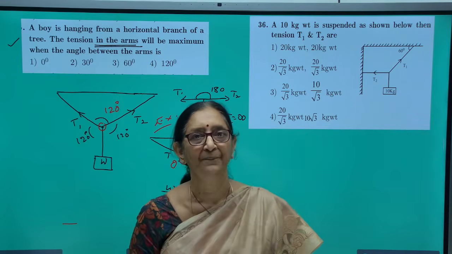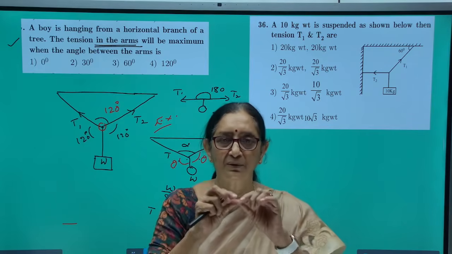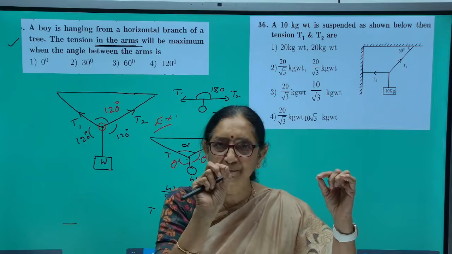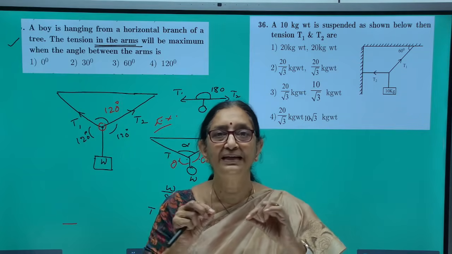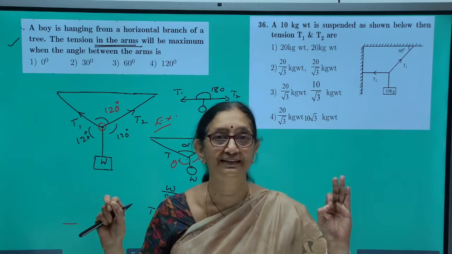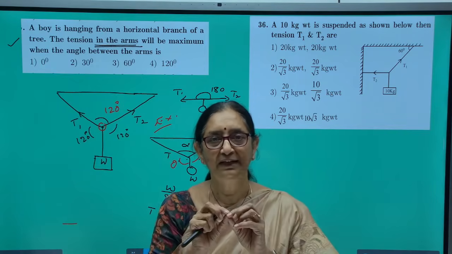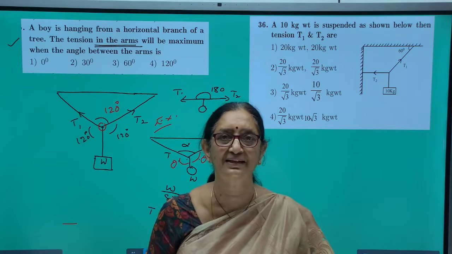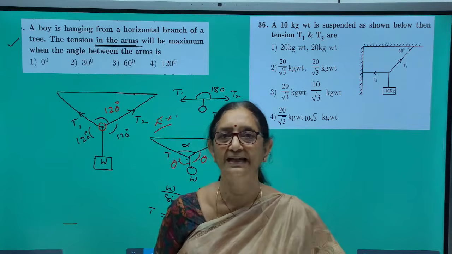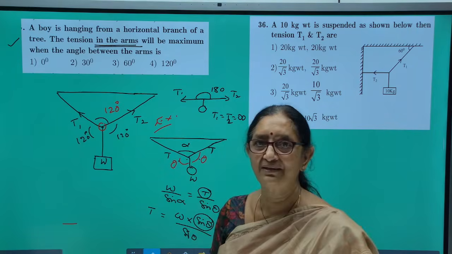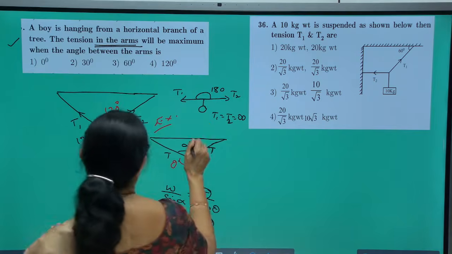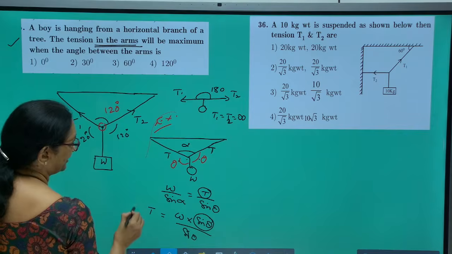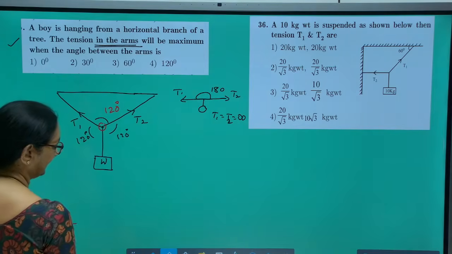That is one question. And the next question is, suppose you take a string like this and suspend a body from the string, you can never pull that string horizontal theoretically, because if you stretch the string horizontally, the angle between the two portions of the string is 180 degrees, then the tension in each portion of the string is equal to infinity from this proof, right. So, I explained these two questions. So, this is another example.